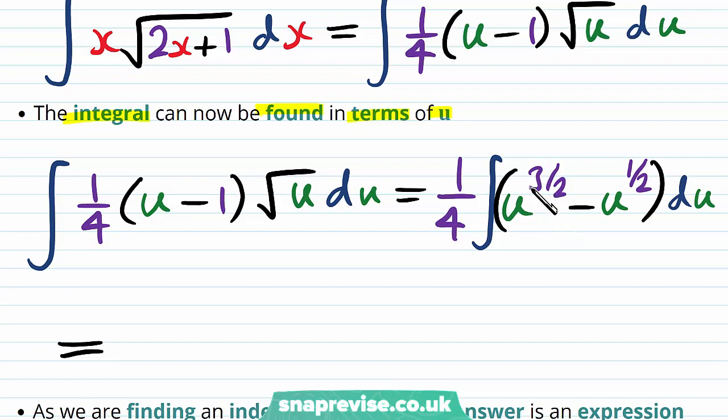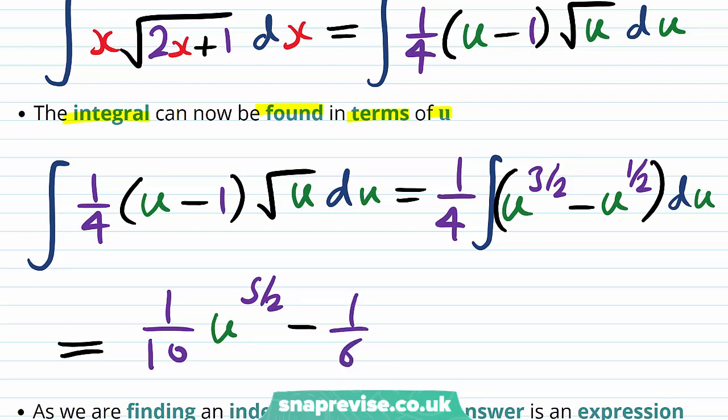We add 1 to the power and divide by that power, so we get u to the power of 5/2 divided by 5/2, and we still have this 1/4, and so we get 1/10 multiplied by u to the power of 5/2, and for the next term we get minus 1/6 u to the power of 3/2. And then, as always, this is indefinite integration, and so we have our plus c.